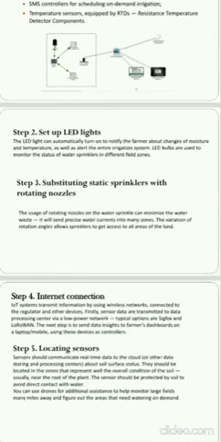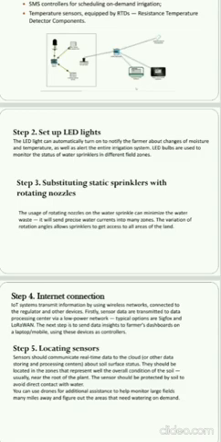Substituting static sprinklers with rotating nozzles. The usage of rotating nozzles on the water sprinkler can minimize the water waste. It will spend precise water currents into many zones. The variation of rotation angles allows sprinklers to get access to all areas of the land.